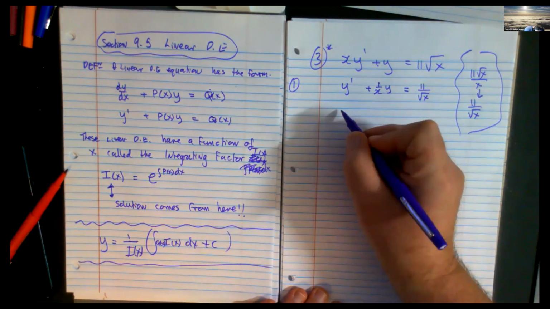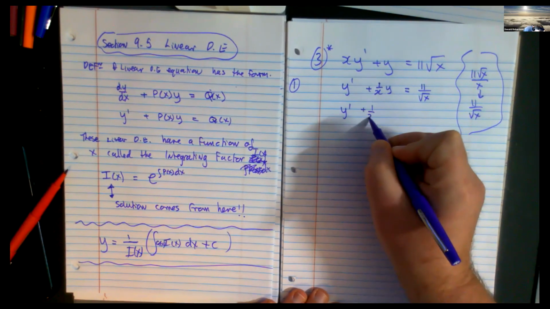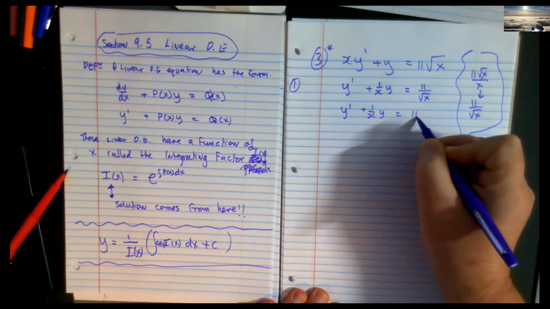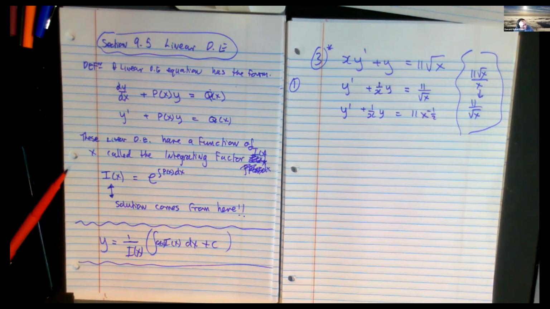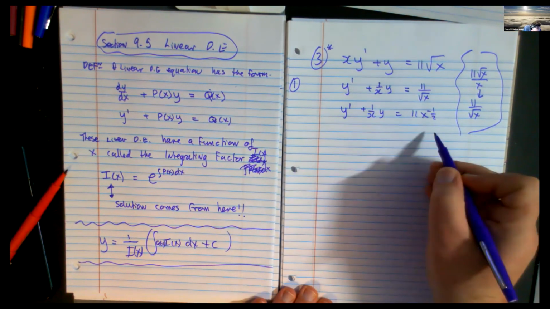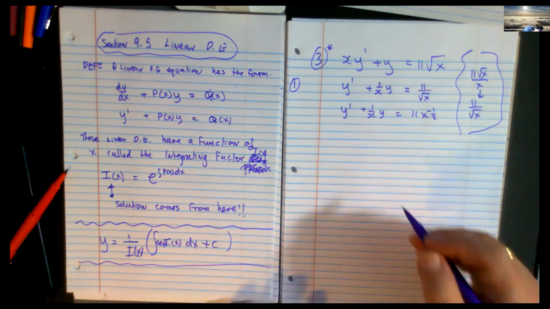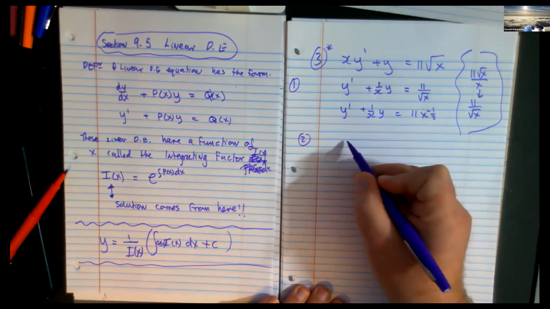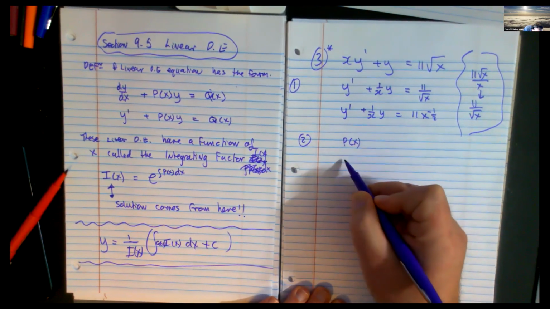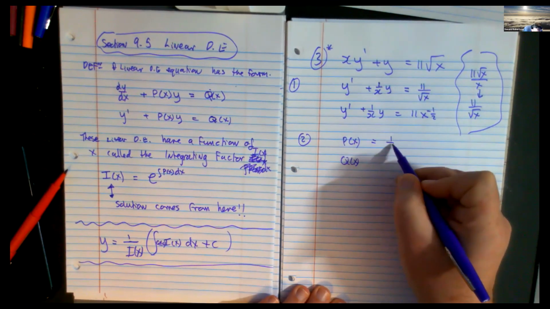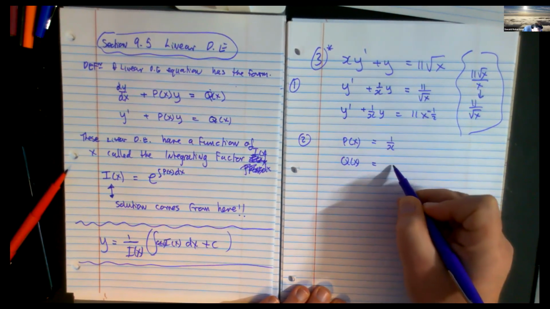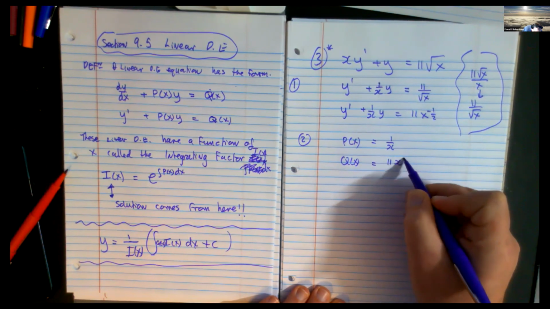Me personally, I would call that guy x to the negative a half. Does that look better as far as powers go? So that's step 1 done, it is now linear. Step 2, identify who your P of x is and identify who your Q of x is. My P of x is this fella, and my Q of x is that fella.